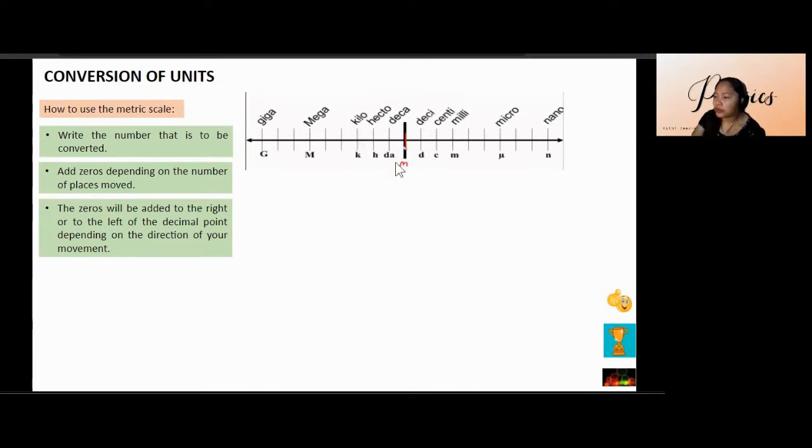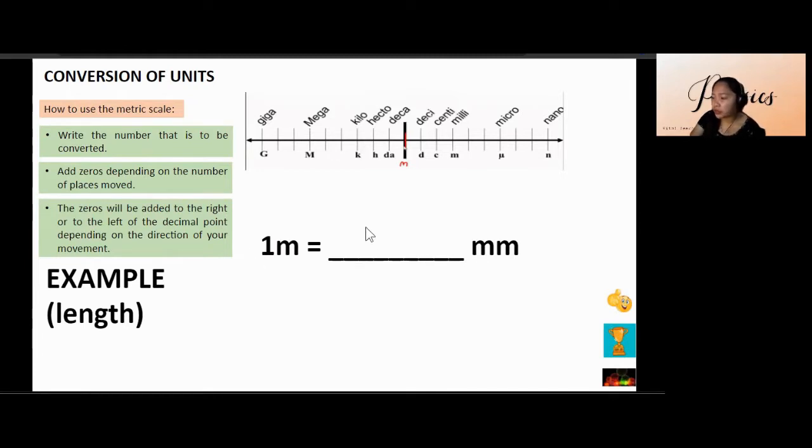Right, so how are we going to do this? We have here the steps, on the left part. First, if you are given a number that you will be converting, you have to write that number first, and then you will have to add zeros depending on the number of places moved. And the last is the zeros will be added to the right or to the left of the decimal point depending on the direction of your movement. Let's have an example.